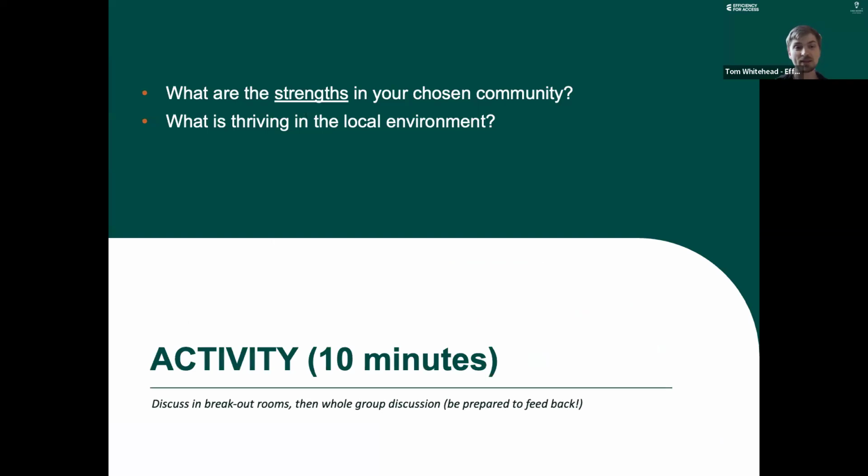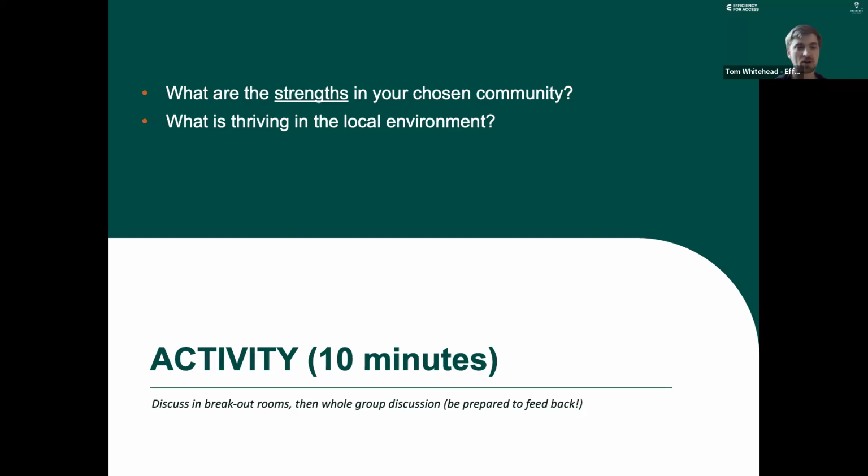We're now going to be thinking about the strengths in the chosen community that you're potentially going to look at. For me, it was seeing that there were a lot of women who had skills in sewing, but there wasn't an outlet for that. Similarly, what's thriving in the local environment? Sadly for me, what was thriving was waste, huge amounts of plastic waste, and actually seeing that as an opportunity. But in many cases, it could be a positive thing.